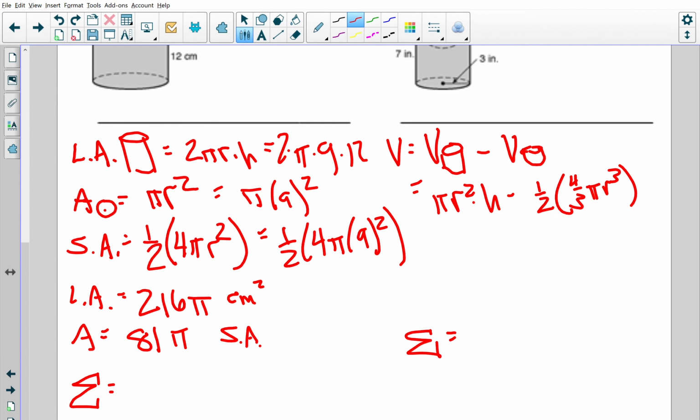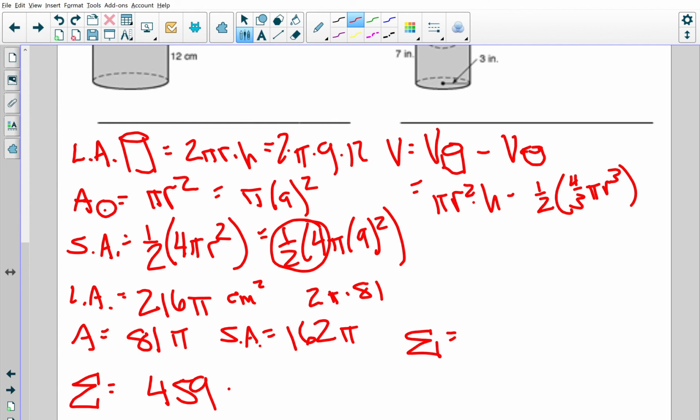And the surface area of half the sphere would be what? Well, I know half of 4 is 2 pi times 81. So that has to be what? 162 pi. And when we add 216 plus 162 plus 81, we get 459 square centimeters. So the trick there is remembering the half. I'm going to come back and do the other problem.